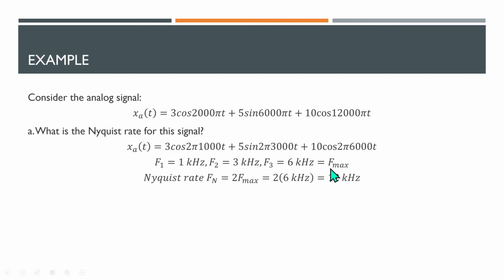We can now calculate for the Nyquist rate f sub n, and that is equal to twice the value of f max. That's equal to 2 times 6 kilohertz, which is equal to 12 kilohertz. 12 kilohertz is your Nyquist rate f sub n.